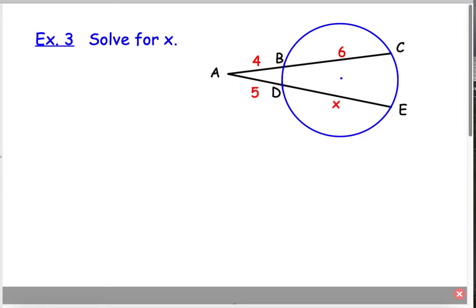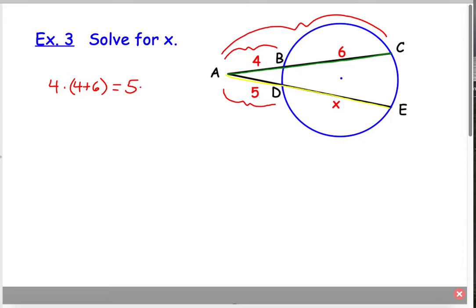Alright, so let's start with segment secant A to C. Let's say the outside piece, which is 4, times the whole thing, which is 4 plus 6. I'll write 4 plus 6. You can just write 10 if you want. Equals, and now we'll go to the other secant from A to E, and that's going to be the outside piece, which is 5, times the whole thing, which would be 5 plus x.